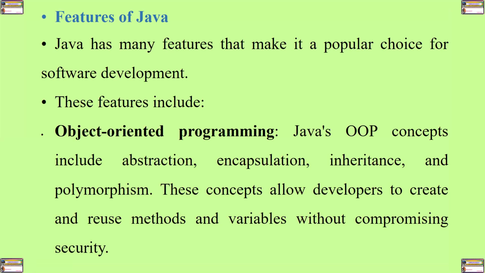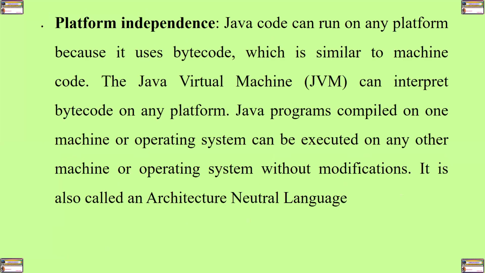These concepts allow developers to create and reuse methods and variables without compromising security. Number two is platform independence. Java code can run on any platform because it uses bytecode, which is similar to machine code. The Java virtual machine can interpret bytecode on any platform, and Java programs are compiled on one machine or operating system and can be executed on any other machine or operating system without modifications. It is also called an architecture-neutral language.